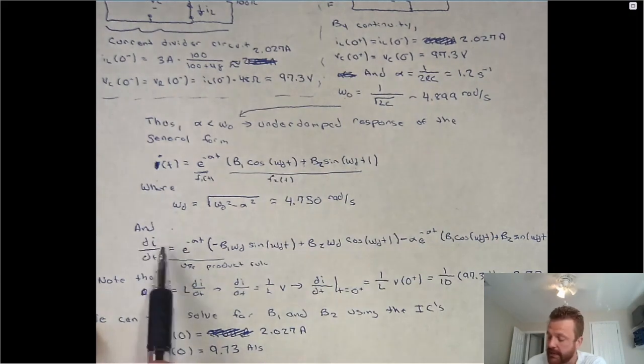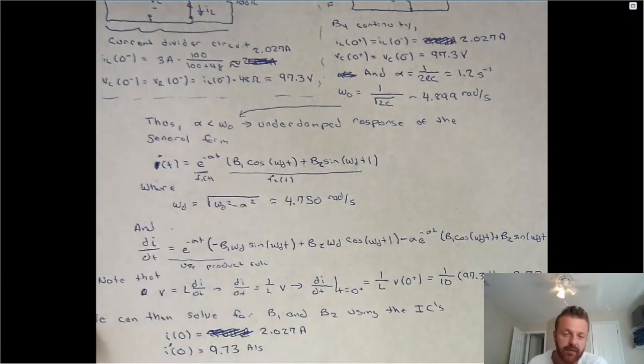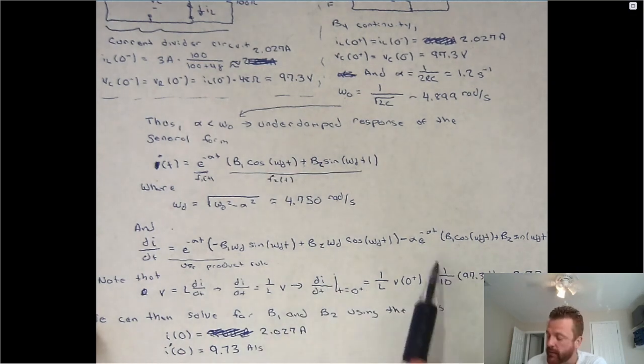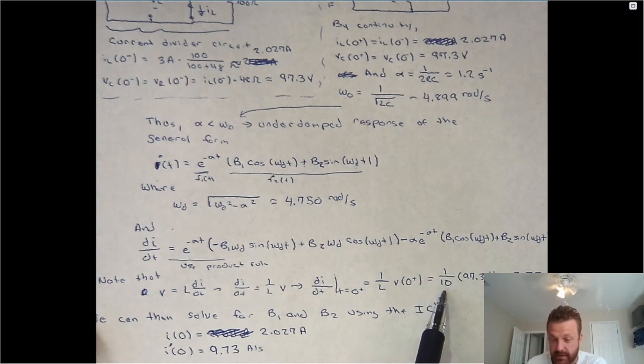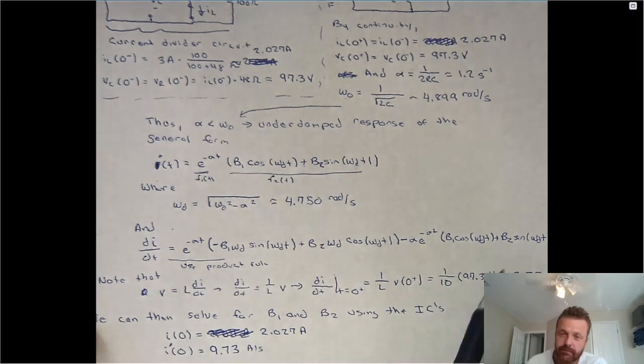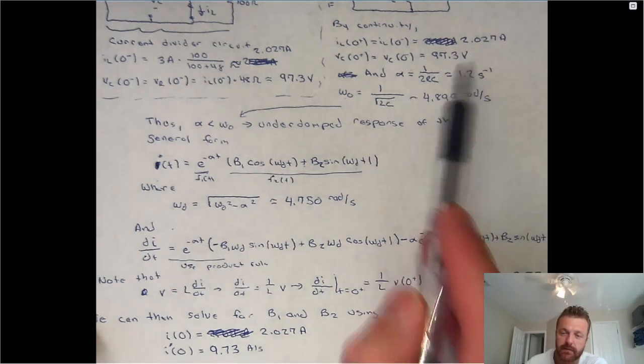Well, remember that di dt, what does that remind you of? Hopefully it reminds you now of the actual VI relationship for an inductor, V equals L di dt. So what that means is that this function is going to be proportional, by 1 over L, to the actual voltage in that circuit. So the value of this function at 0 plus is going to be proportional to the value of the voltage at 0 plus. 1 over 10, that 10 is just the actual inductor value in the circuit. And this 97.3 is just the value that we solve for up here.